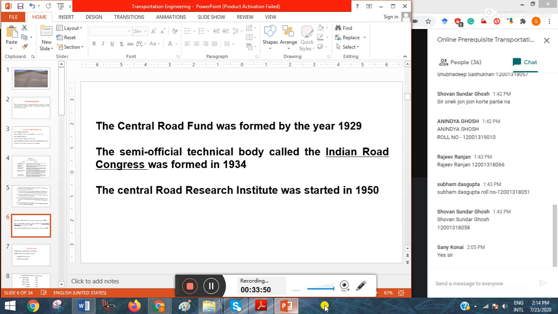After that, the third 20-year road development plan, 1981 to 2001, was taken up, after the 1961 to 1981 plan. In our syllabus, this 1981 to 2001 plan is important, so we will go directly to the third 20-year road development plan. We should skip 1961 to 81.